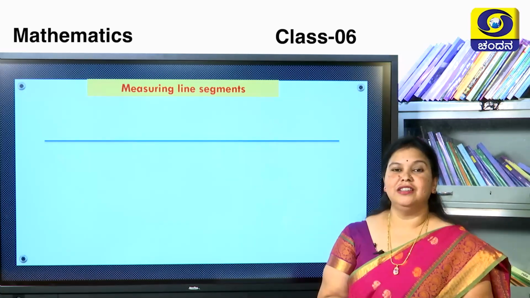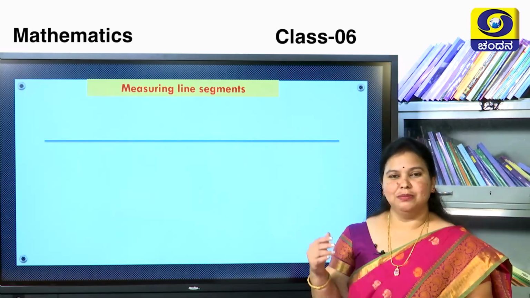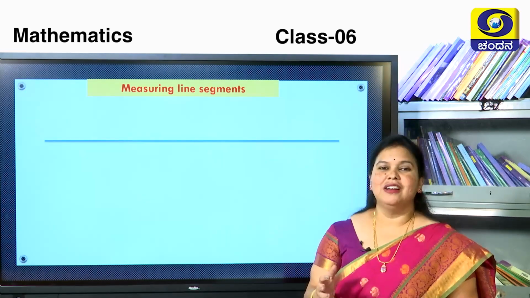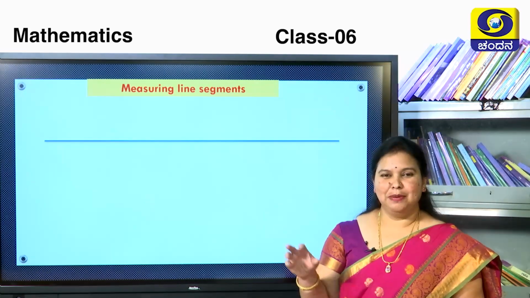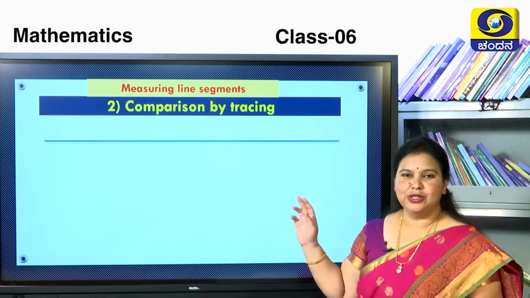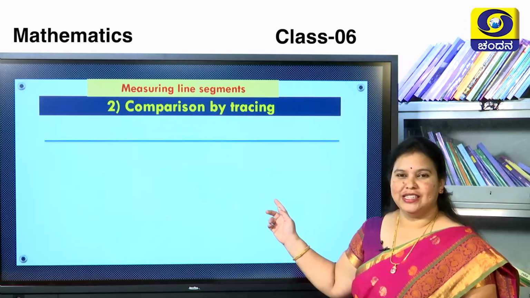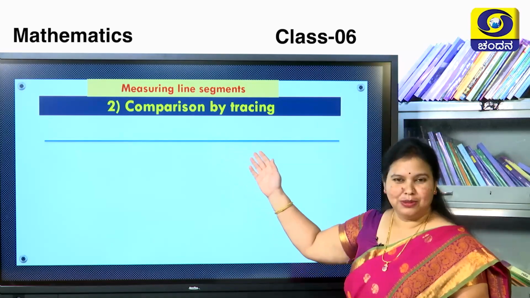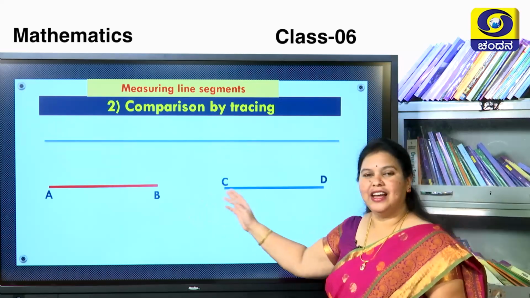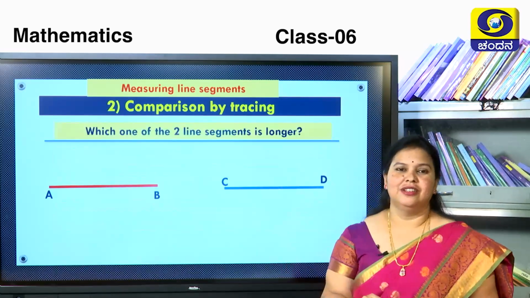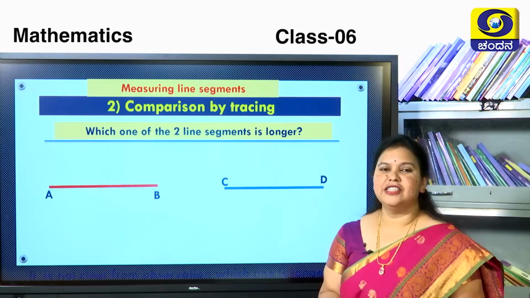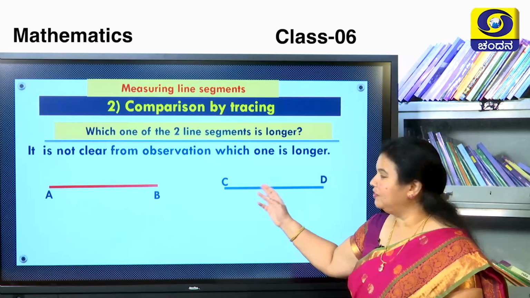Now, we will learn the second method, comparison by tracing. You might have used tracing paper while copying a map or some picture by keeping a transparent sheet on it, isn't it? The same method we are using here to compare two line segments, that is comparison by tracing. Here we have two line segments AB and CD. Can you say which one of the two line segments is longer? It is not clear from observation which one is longer.